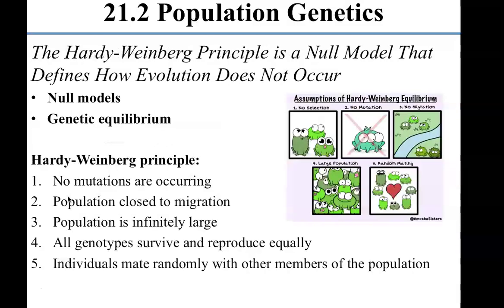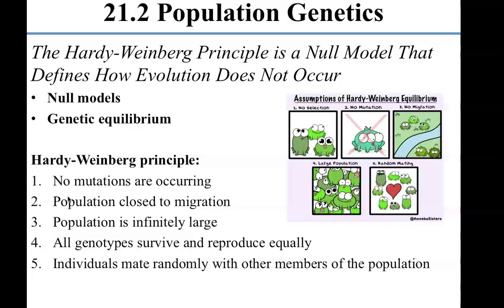Okay, so let's talk about null models and genetic equilibrium in Hardy-Weinberg. So first of all, null models. A null model is a conceptual model that predicts what would happen if a particular factor has no effect. All right, and so let me just go on to Hardy-Weinberg. The Hardy-Weinberg principle is a null model because it predicts what we would see if a particular factor, and that factor is evolution, has no effect.